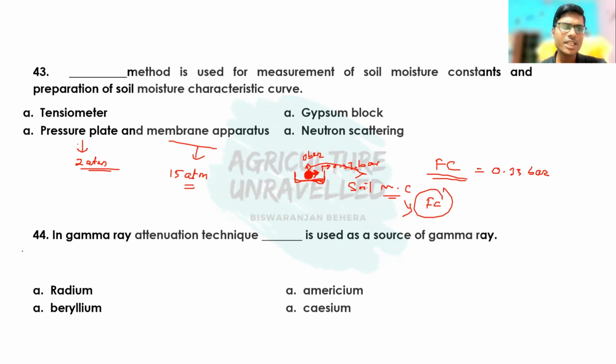Then coming to the next question, that is in gamma ray attenuation technique, dash is used as a source of gamma ray. So this technique is similar to neutron moisture meter, in which neutron was used, but in this case, instead of neutron, gamma ray was used. So which element is the source of gamma ray? The correct answer of this question is cesium. So for gamma ray attenuation technique, cesium is used as a source of gamma ray.